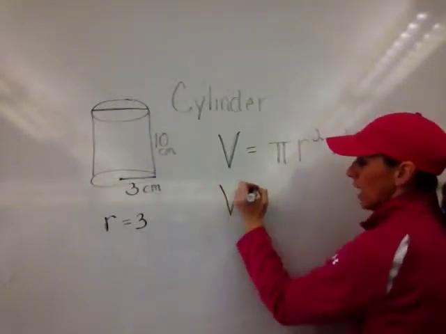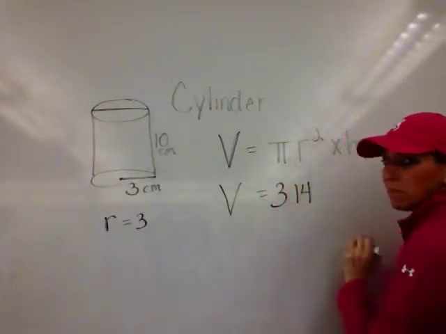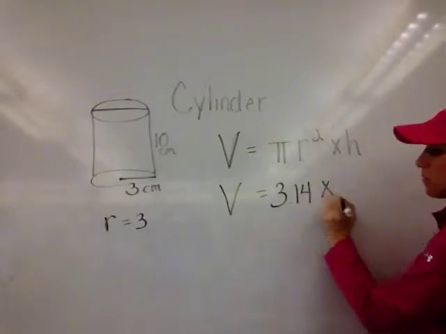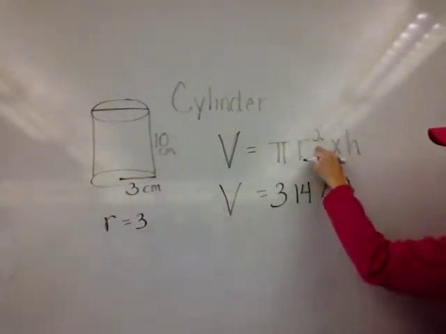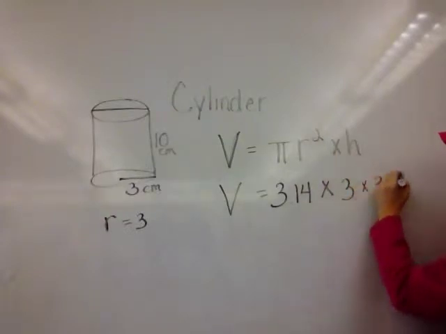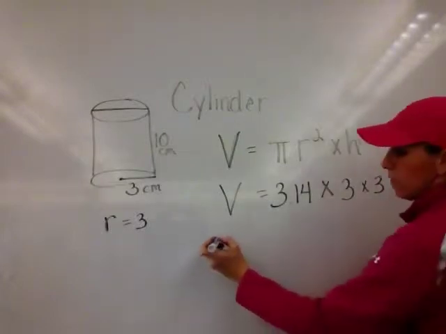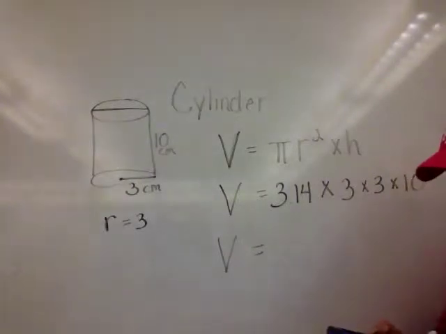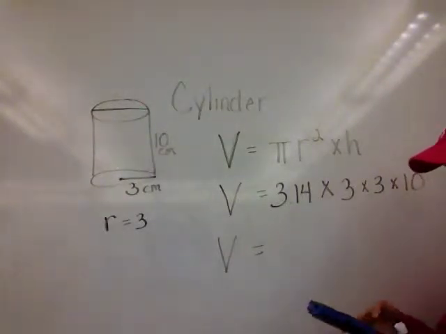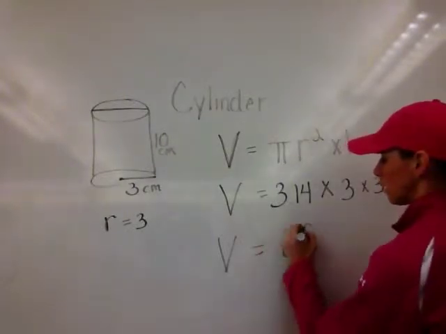I write another V down. Pi is 3.14, so I type that into my calculator, times the radius. But I have to do it twice, so that's radius times radius, times the height of the whole shape, which is 10. And all I do, guys, is punch these numbers in my calculator. So 3.14 times 3 times 3 times 10, my answer is 282.6.